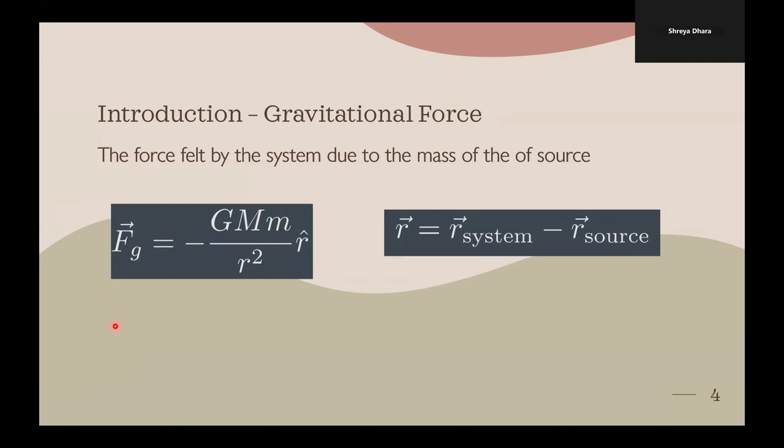This basically tells us the force felt by the system due to the mass of the source. Our R vector here is the system's position minus the source's position. We can then say that negative G M M over R squared multiplied by R hat will give us FG, and all that means is FG is related to the mass of the system, the mass of the source, and how far away the system is from the source.